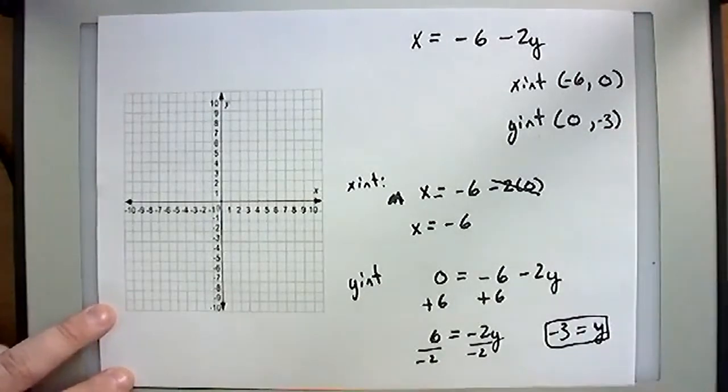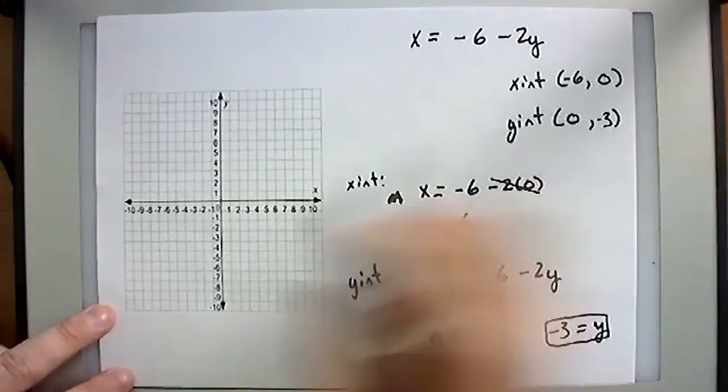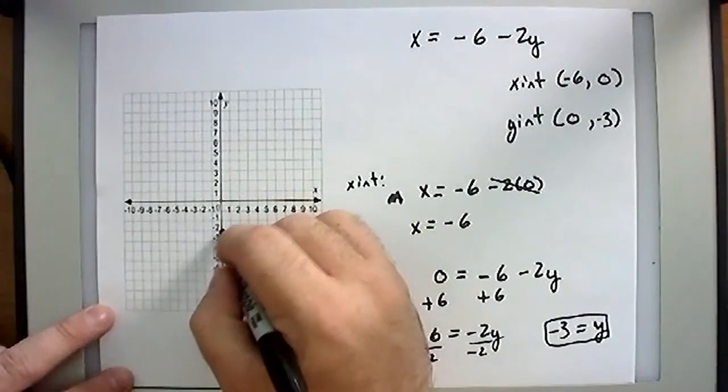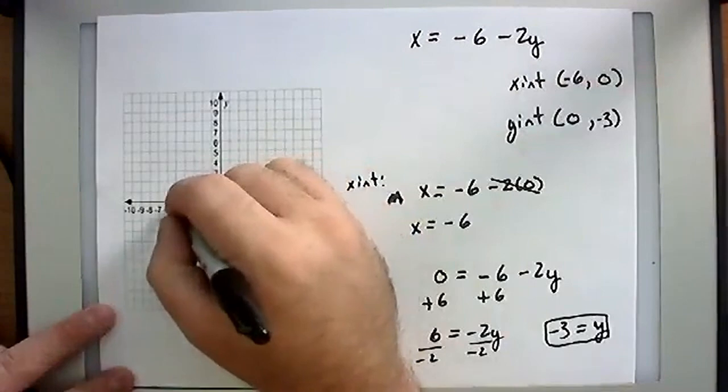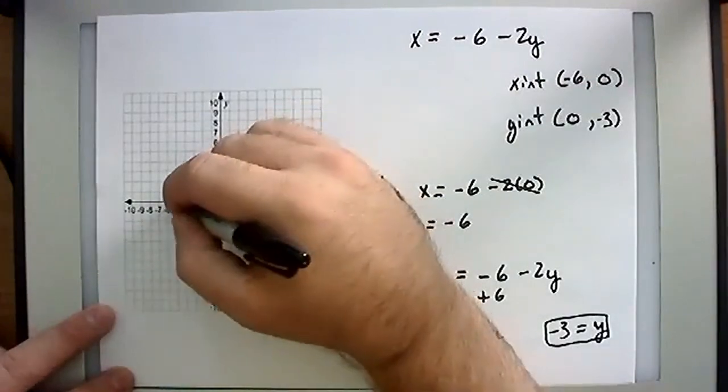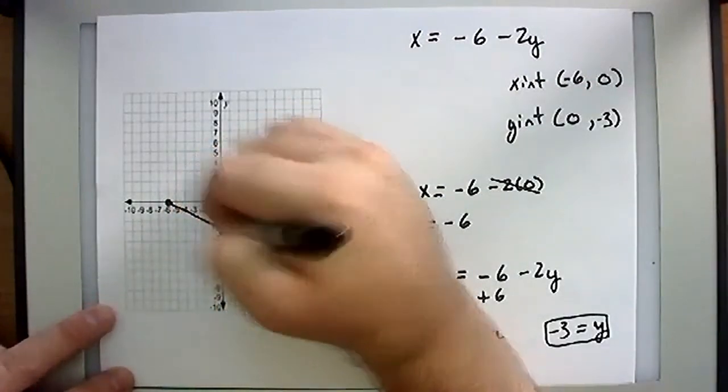So again, once you find the values, you're pretty much done. Y-intercept is -3: 1, 2, 3. X-intercept is -6: -1, 2, 3, 4, 5, 6. And there is your line.